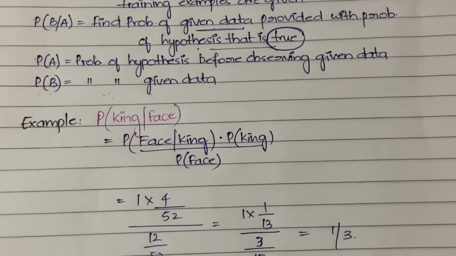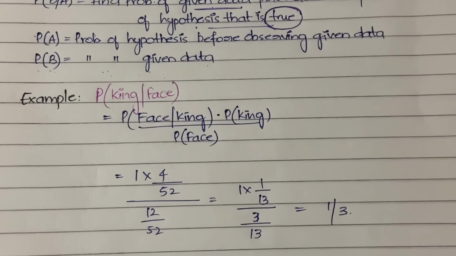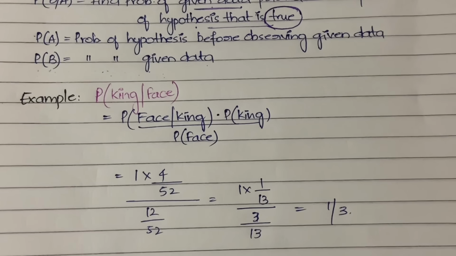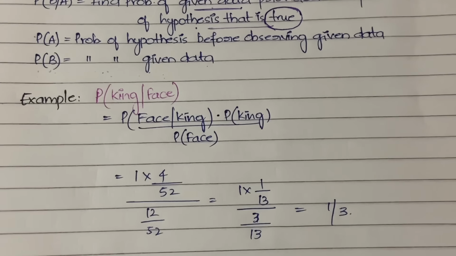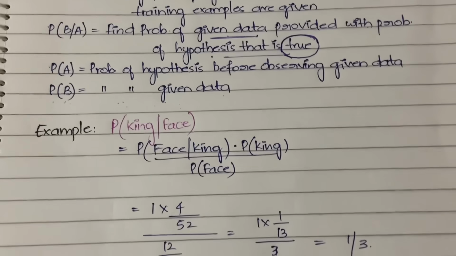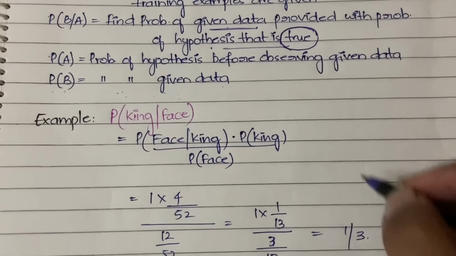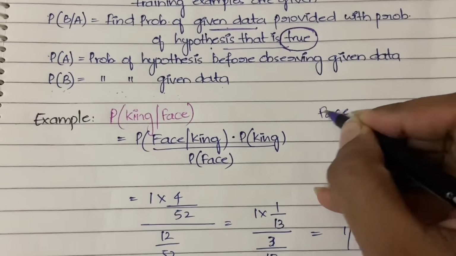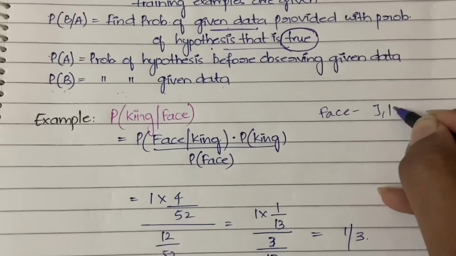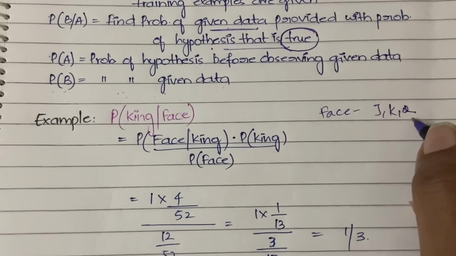Now we are done with the terms explanation. Let us try to understand an example. So P of king by face. You know cards, right? We play cards. So in that, P of king by face. What is the meaning of that? Probability of finding a king given that it is a face card. What do you mean by face cards actually? Face cards means J, K, Q, right? So these three are called the face cards.